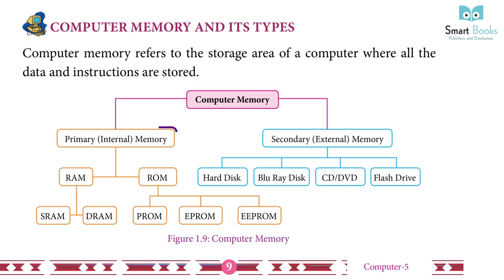Computer memory: primary internal memory, RAM, ROM. RAM: SRAM, DRAM. ROM: PROM, EPROM, EEPROM. Secondary external memory: hard disk, Blu-ray disk, CD, DVD, flash drive.